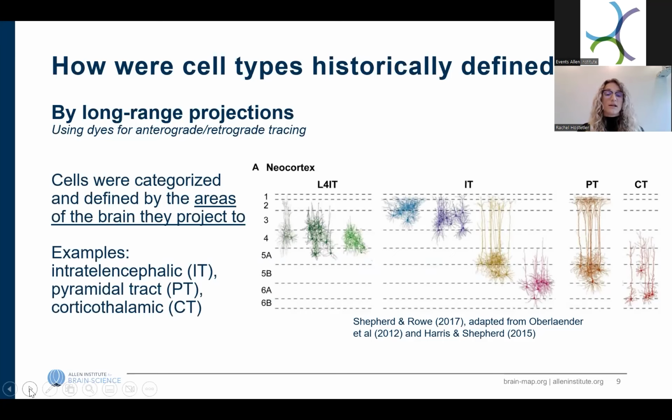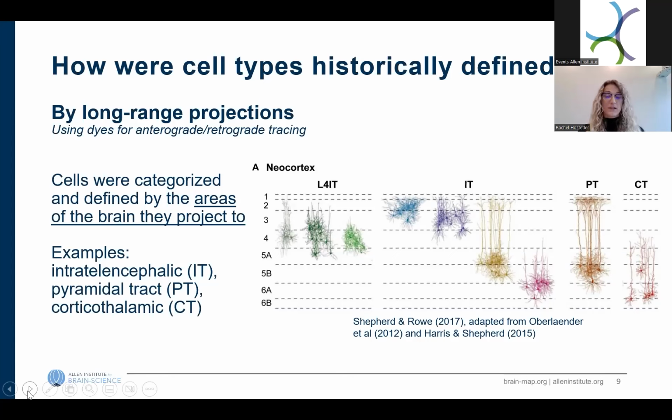And for an example here, we have IT cells, PT cells, and CT cells. These are all names for excitatory pyramidal cells, but they differ in where they project to. So IT cells are intratelencephalic, meaning that they keep their axonal projections within the telencephalon. For example, IT cells in the primary somatosensory cortex have connections to secondary somatosensory cortex and also primary motor.